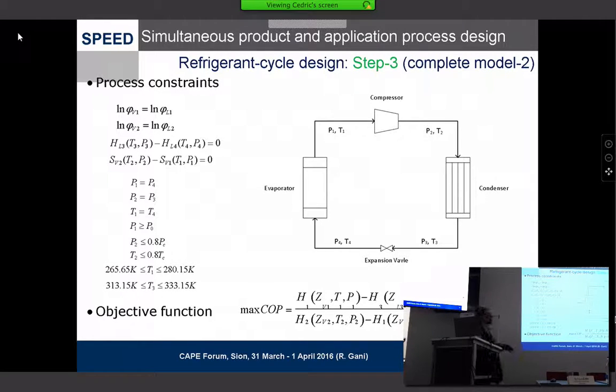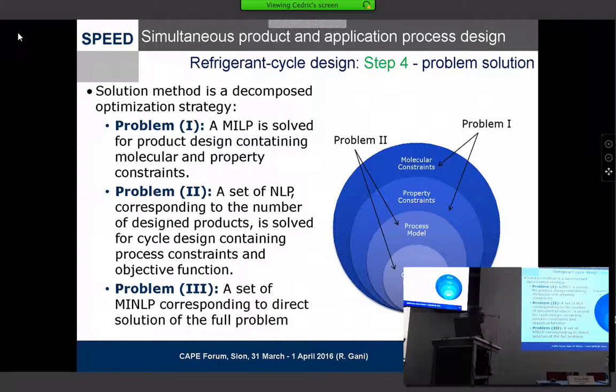So now, together with all of this, we solve the entire problem. So we get the refrigerant, we also get the design of the refrigeration cycle at which we will get the maximum efficiency. And also all the environmental constraints will be satisfied. So we can solve it in different ways. We can linearize some of the property models and solve it as a MILP. We can solve the design of the refrigerant and get a number of candidates, and then for each candidate we can solve the process design. Or we can solve everything together.